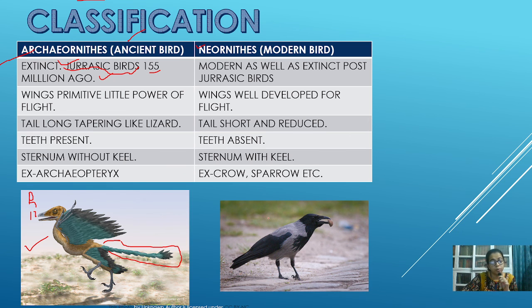And Neornithes birds, which we usually see nowadays, are categorized under this form. They also include certain extinct post-Jurassic period birds, and wings are well developed for the flight mechanism. Examples are crow, sparrow, parrot, etc. And the tail is usually short, whereas here the tail is very large. And teeth are absent, but if you compare with the ancient birds, teeth were present. Sternum with keel, that is, the sternum will possess a keel. Examples: crow, sparrow, and many more.